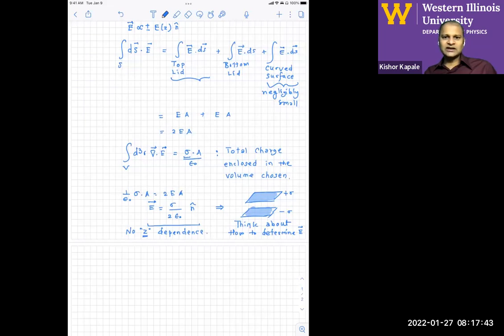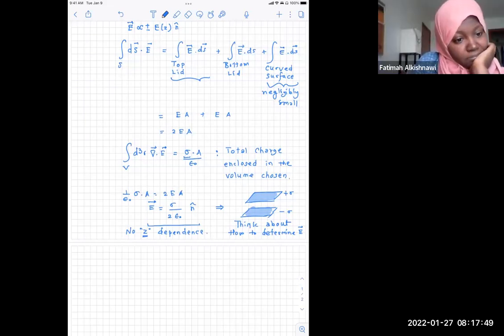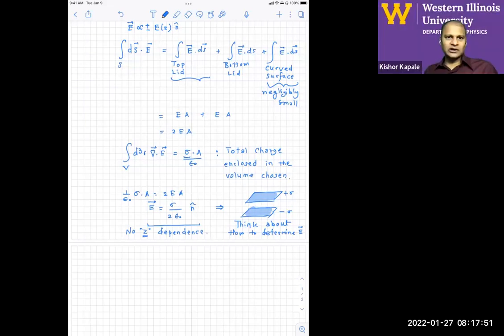Do you still see the written page, or you don't see that now? You see it. Okay, that's good. I wanted to make sure because I changed something on my screen.